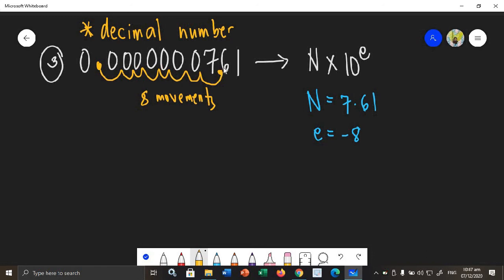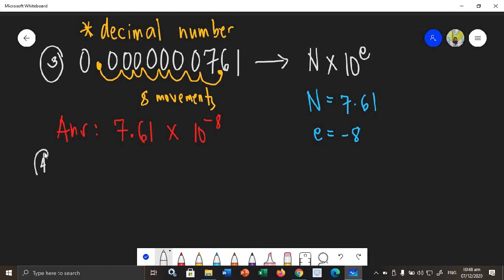Okay? Kaya dito tayo nag-stop in between 7 and 6 kasi we will get 7.61 and 7.61 is less than 10. Okay? Or in between 1 and 10. Kaya doon tayo nag-stop. So we have 8 movements of the decimal point. So your exponent is negative 8. So therefore, kapag sinulat natin yan in scientific notation, we will get this answer. We have 7.61 times 10 raised to negative 8.